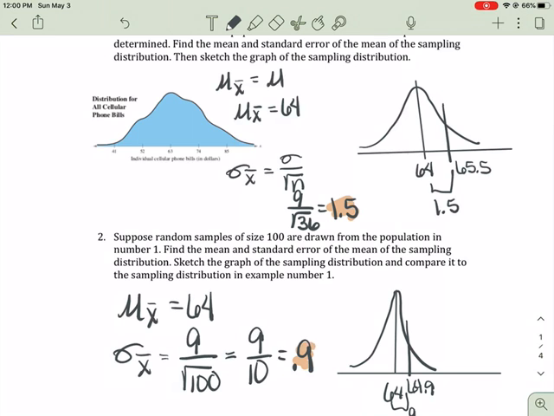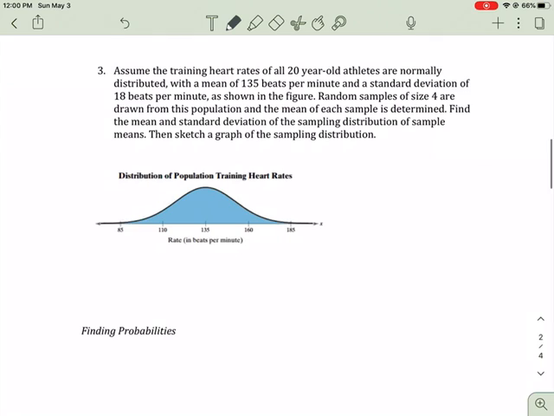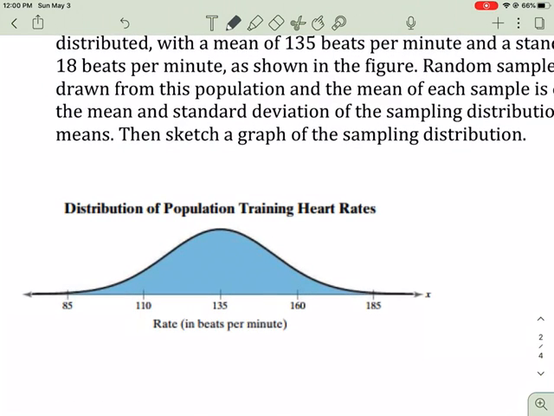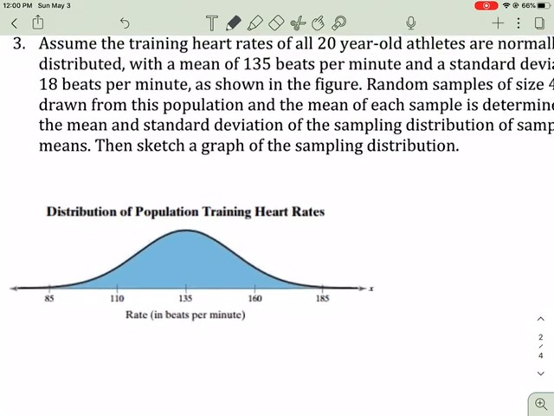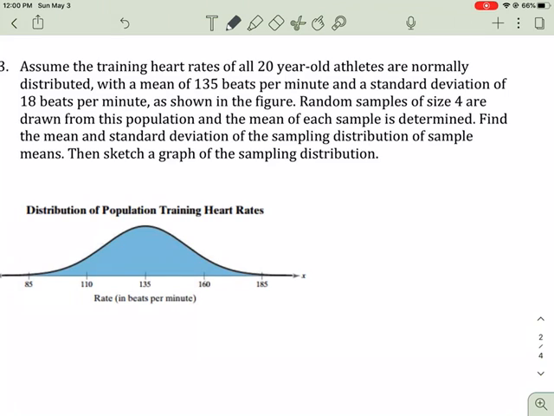Now here, the population was not normal, and we took a sample size bigger than 30. So we have, assuming training heart rates of all 20-year-old athletes are normally distributed, so we're assuming that the population is normal to begin with, a mean of 135 and a standard deviation of 18. Okay, so here's our graph. There we are. 135 is in the middle, with a standard deviation of 18 beats per minute.